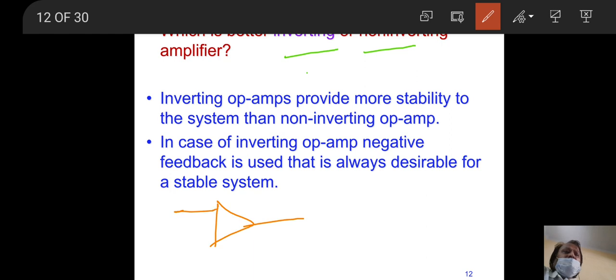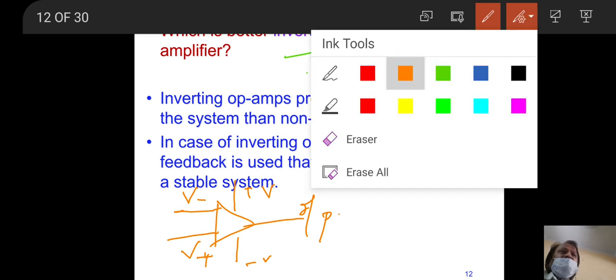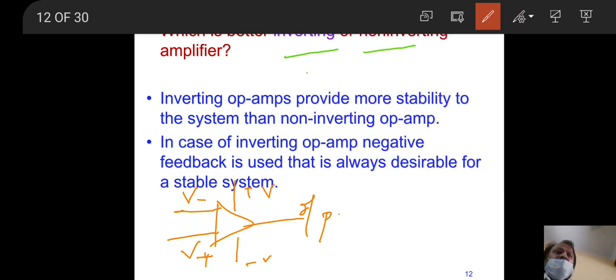The common is the amplifier. I am drawing the amplifier: V negative and V positive. With the negative, this is your positive, V out. This is your inverting. Invert. This for the non-invert.